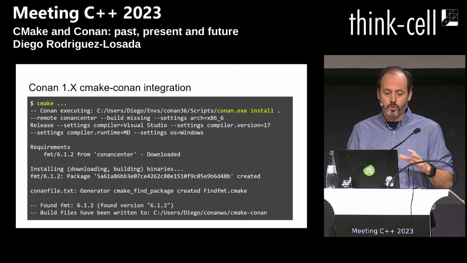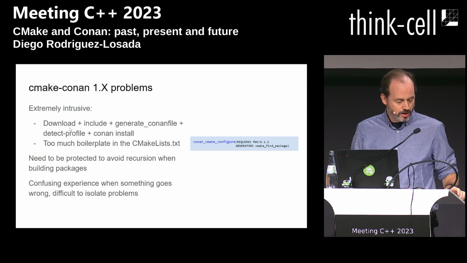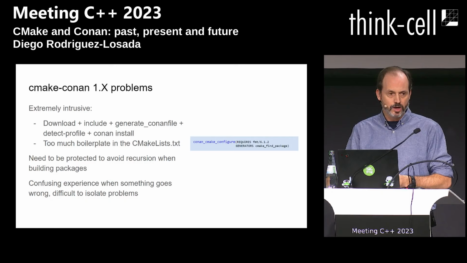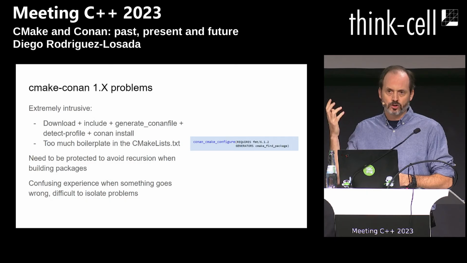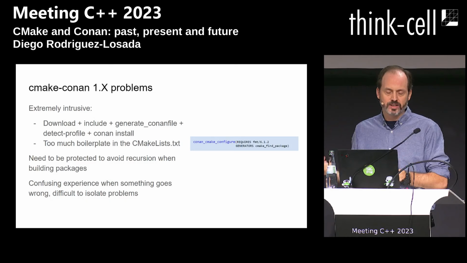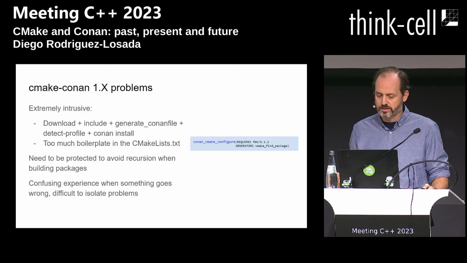And this worked. Problem, of course, is this was extremely, extremely intrusive. You have to have like a big chunk of your CMake list polluted with Conan things. And that was less than ideal. And besides that, there was too much boilerplate. Consider that we have just there a macro. We are calling a function just to generate a text file. And for me, this is absolutely overkill. It's just another layer of indirection and functionality to write a text file. For me, this is absolutely unnecessary.